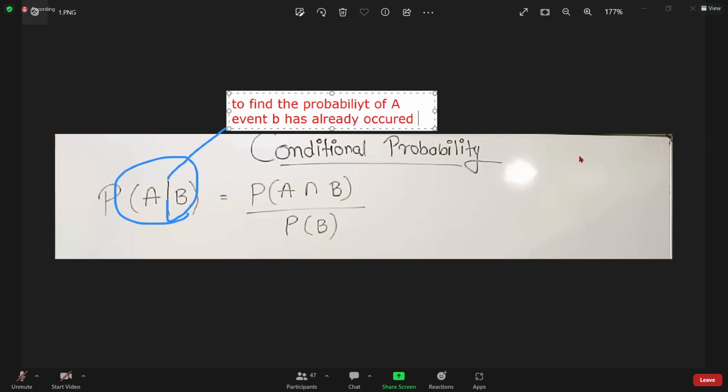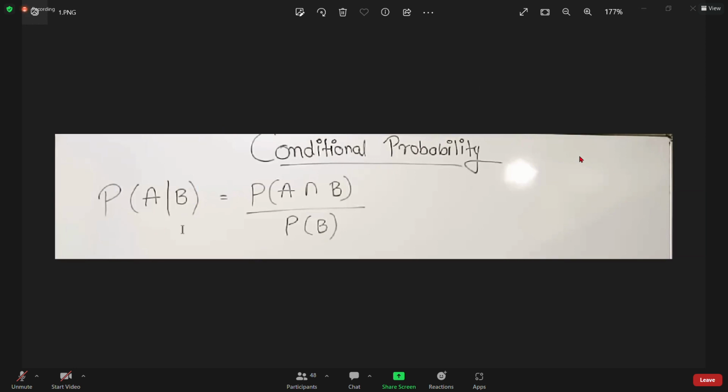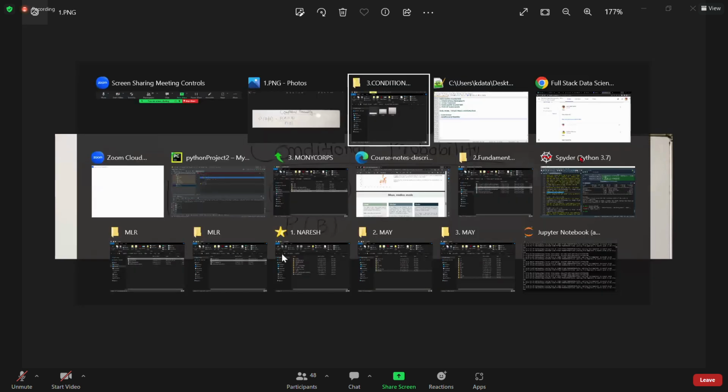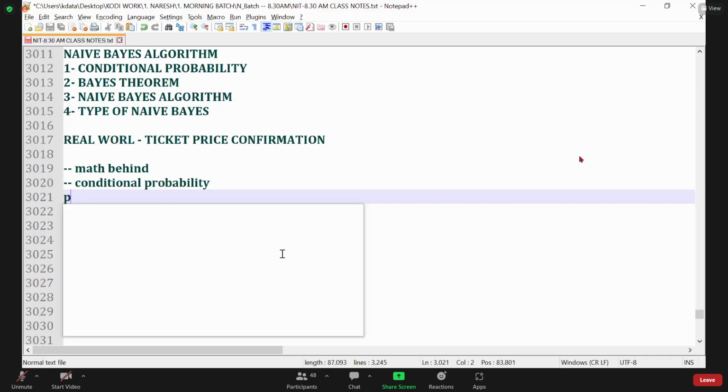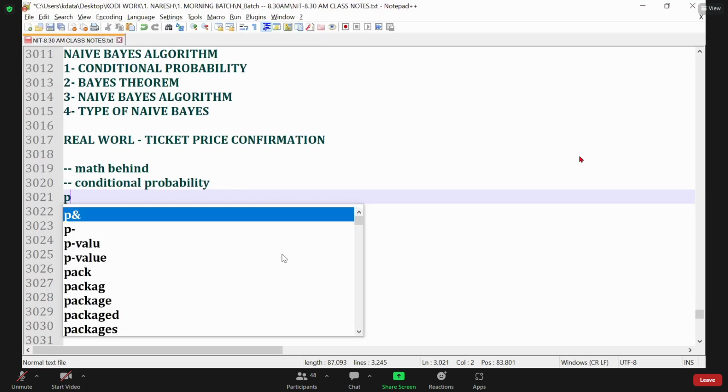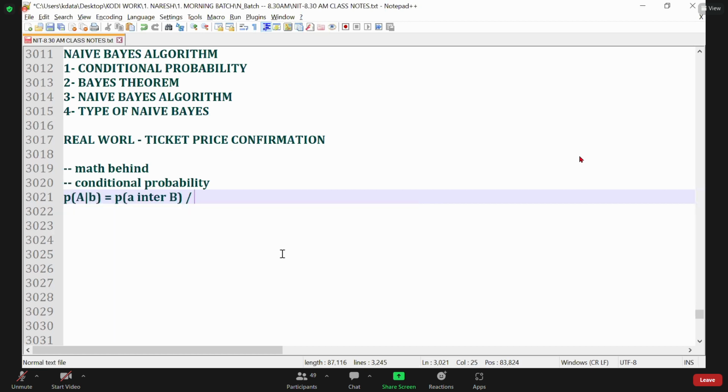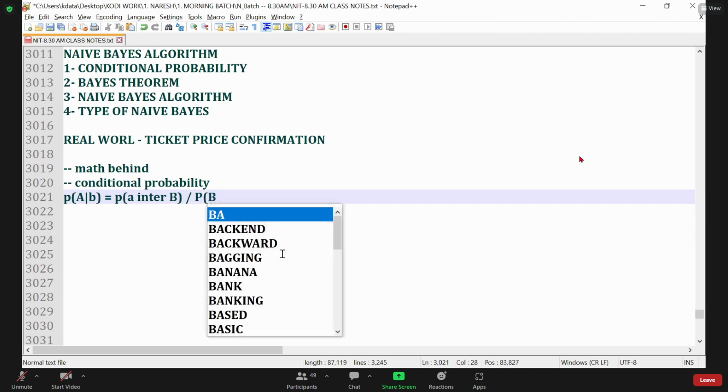So we have two events. When I talk about probability, we have two events, guys, event A and event B. So the equation of probability of A given B is equal to probability of A intersection B divided by probability of B. This is your conditional probability equation. So how do we read this, guys? The probability of A given B equals the probability of A intersection B divided by the probability of B. So what exactly is meant by that?